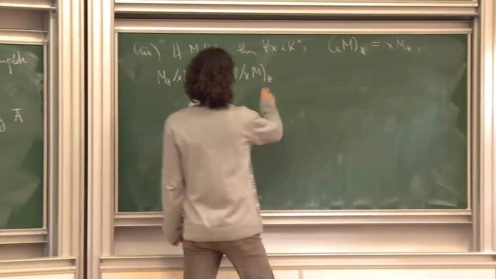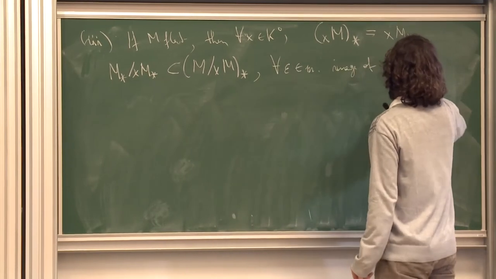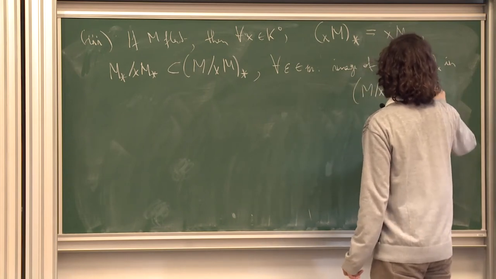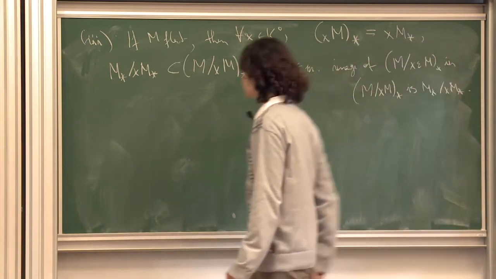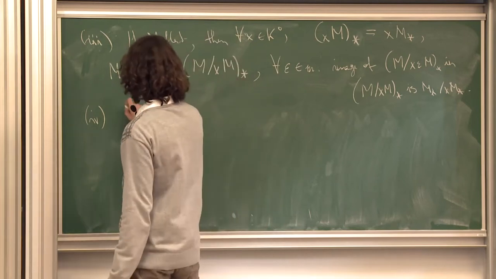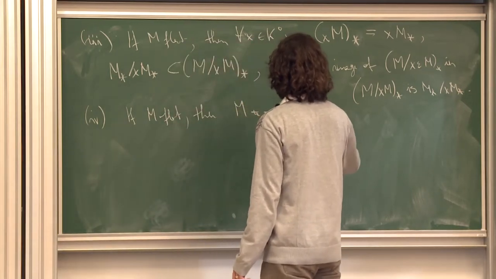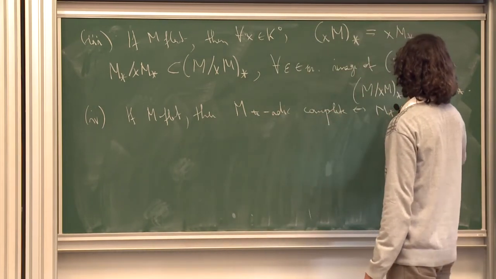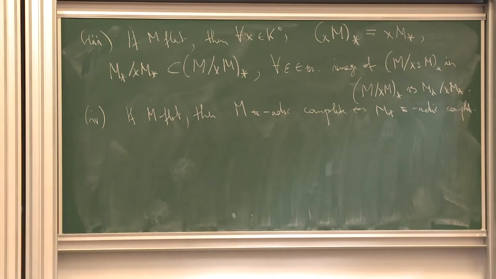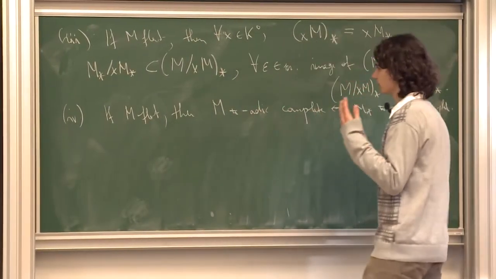But it's not so bad, because for all epsilon in the maximal ideal, the image of M mod x epsilon M in M mod xM lower star is just this submodule. And the last point is that, again, if M is flat, then M is p-adically complete if and only if M lower star is p-adically complete. So in particular, the condition that this K0 almost algebra A is flat and p-adically complete can be rephrased as saying that A lower star, which is an actual K0 module, is p-adically complete and flat. Okay.